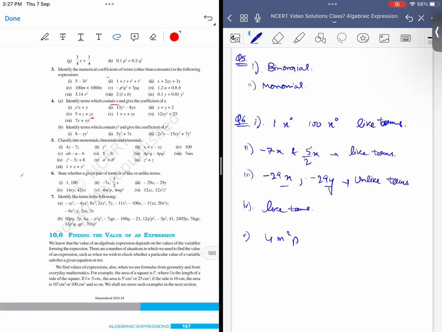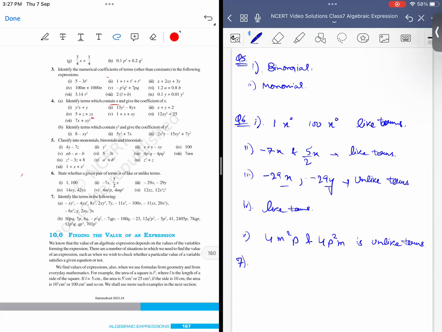4m square p and 4p square m are unlike terms because they have different variable factors. Now the last one, the sixth one, also has different variable factors. So again it's an unlike term. Now question number 7.